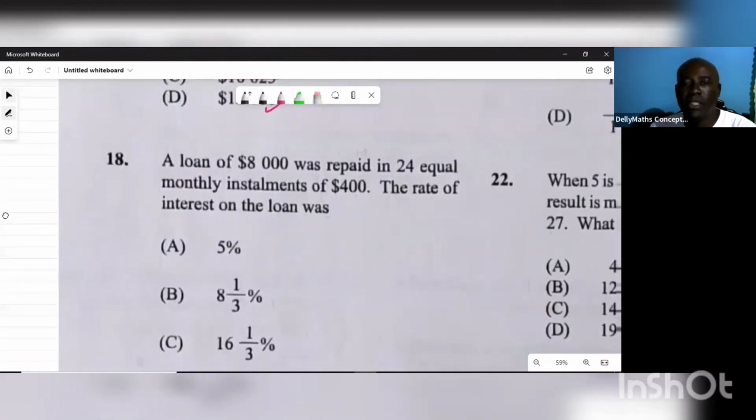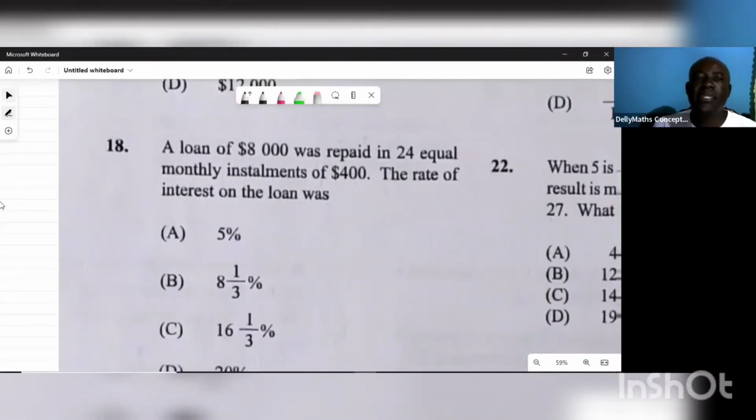All right, check this one out. It says a loan of $8,000 was repaid in 24 equal monthly installments of $400. The rate of interest on the loan was what? So first, in order to know that, you may have to know how much you pay back. So this says that we pay 24 monthly installments of this.